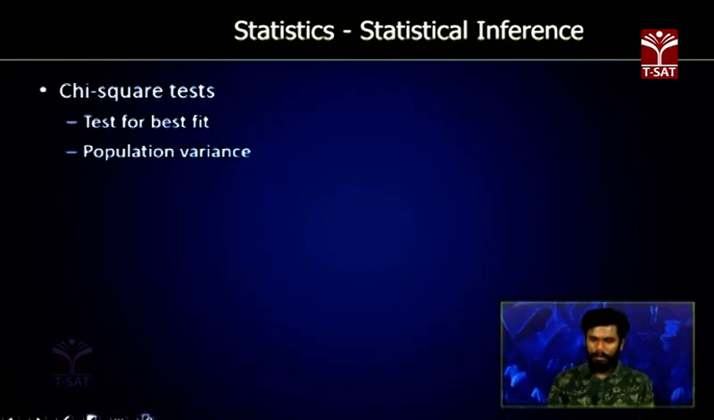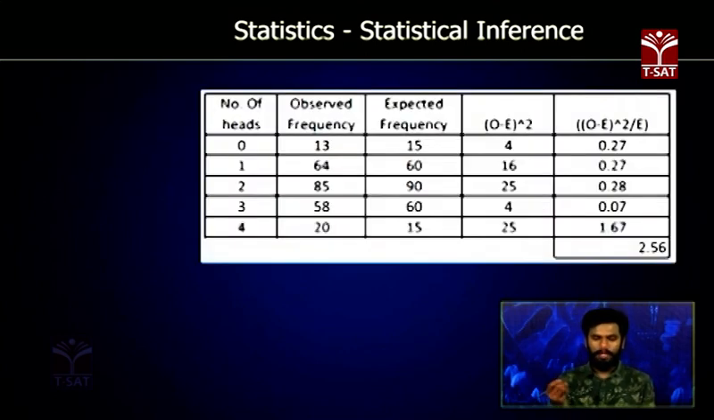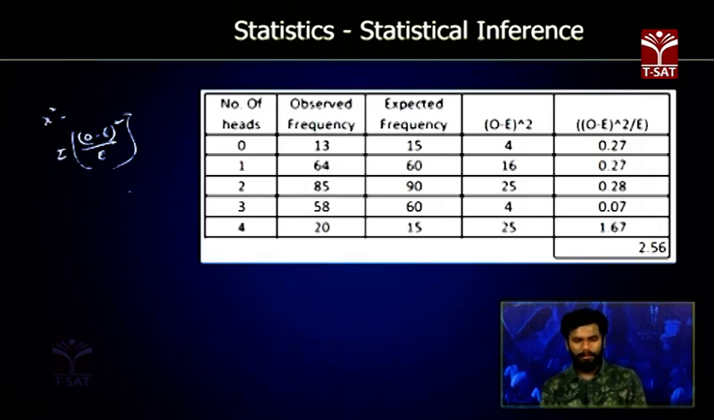Okay. Next we will see what are the tests that are based on the chi-square distribution. The first is the test for best fit and the population variance. Now we will discuss the test for best fit. In this test for best fit, you just have to see the procedure here. The statistic for the chi-square distribution for the test for best fit is given by summation of observed minus expected whole square divided by expected. So now what is this observed, what is this expected, first we will see.